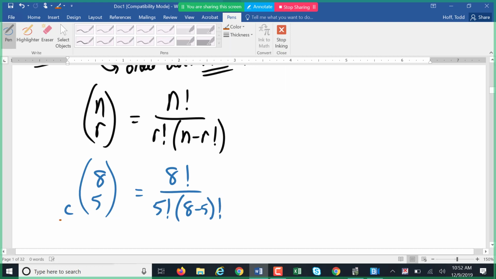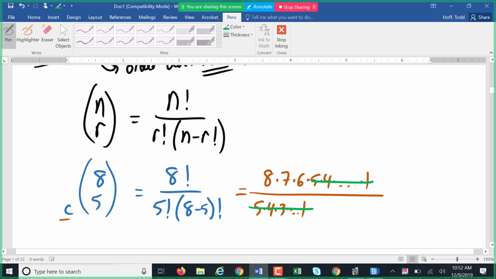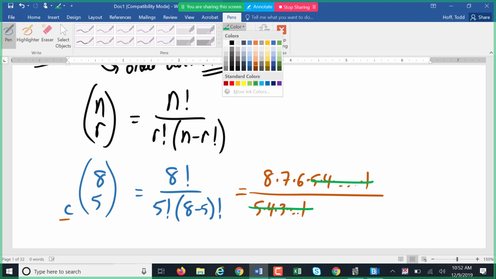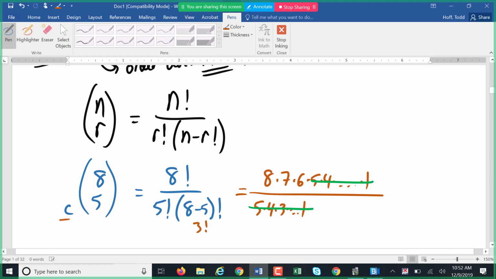So in this set, when it's a combination rather than a permutation, 8 factorial is 8 times 7 times 6 times 5 times 4, on down the line to 1. Well, 5 factorial is 5 times 4 times 3, on down to 1. So that already cancels out the 5 times 4 times 3. But we also have the 8 minus 5. And of course, 8 minus 5 is 3 factorial. So that'll be 3 times 2 times 1.